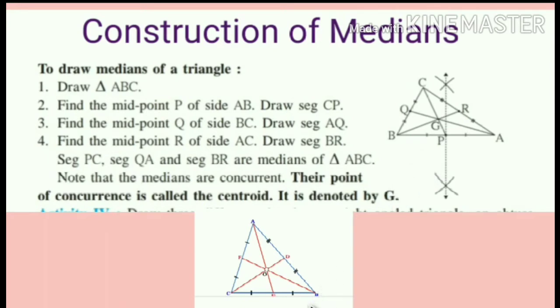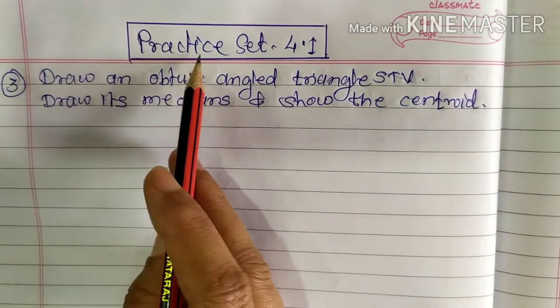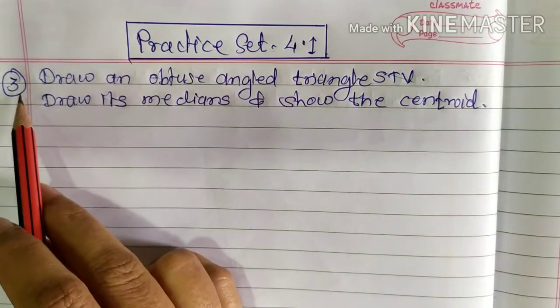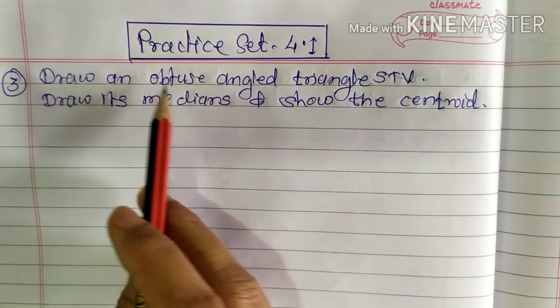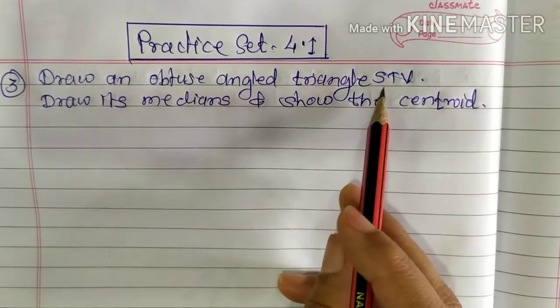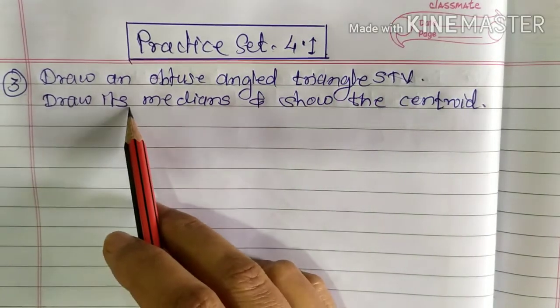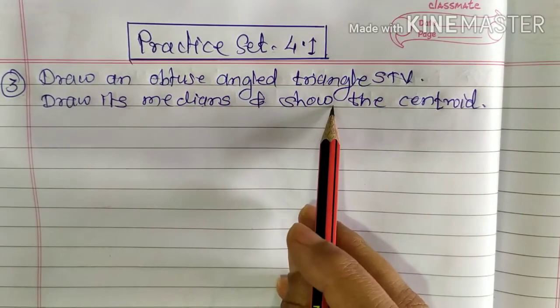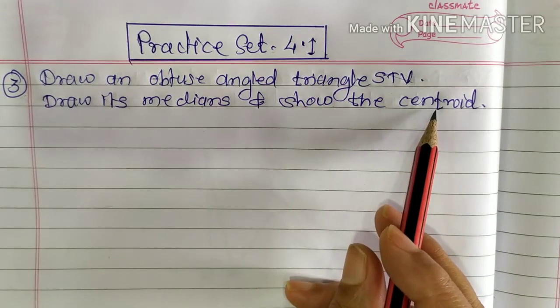Here is also an acute angle triangle, and it also has these three medians. So let us see how to construct medians by the examples in the practice set. Practice set 4.1, question number 3. Draw an obtuse angle triangle STV. Draw its medians and show the centroid.